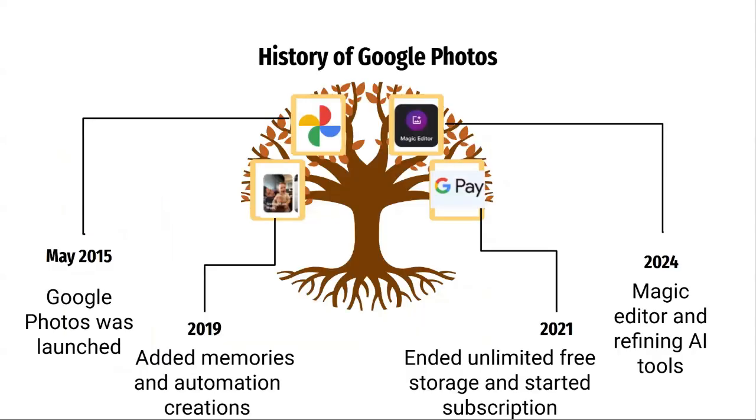Here's the history of Google Photos. It was launched in May 2015, and in 2019, they added the memories and automation creations functionalities. In 2021, they ended the unlimited free storage and started their subscription service. In 2024, the Magic Editor and refining AI tools were introduced.